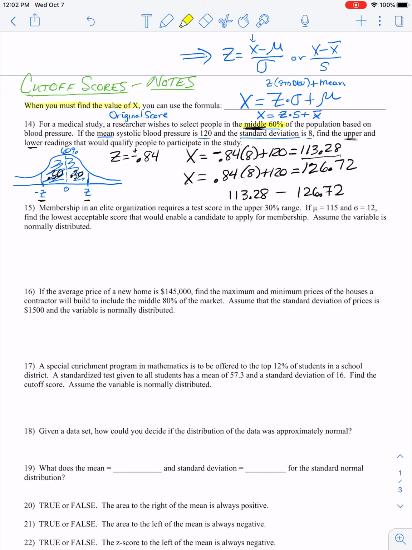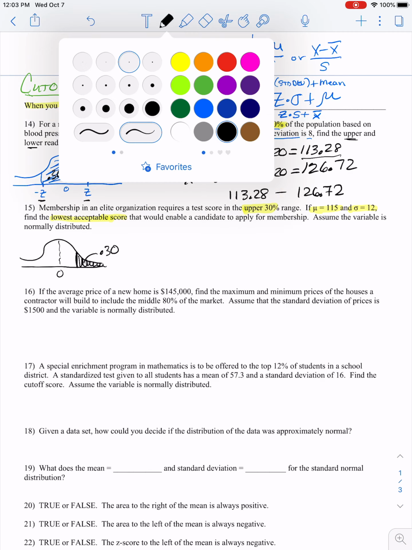Membership in an elite organization requires a test score in the upper 30% range. If the mean and the standard deviation are as given, find the lowest acceptable score that would enable a candidate to be in this club, whatever it is. Okay, so think about your curve again. And I always draw a picture so I can figure out where I am in the situation. All right, it talks about the upper 30%, and I'm just doing decimals so I can use my normal table to help me.